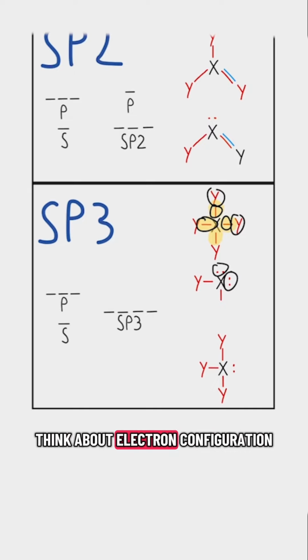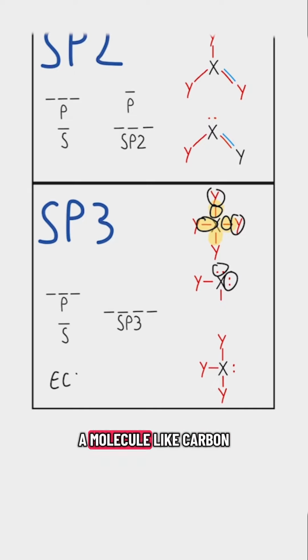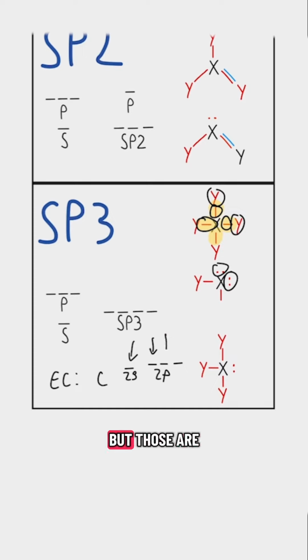And when we think about electron configuration, let's take a molecule like carbon for example, its valence electrons occupy the 2s subshell and the 2p subshell. The problem is that has 4 orbitals, but those are not equal in terms of energy. The 2s orbital is lower in energy compared to those 2p orbitals. But when an atom has 4 electron groups and we look at the electrons in those bonds or in those lone pairs, they're equal in terms of energy. So the electron configuration of that atom just doesn't make sense with that.